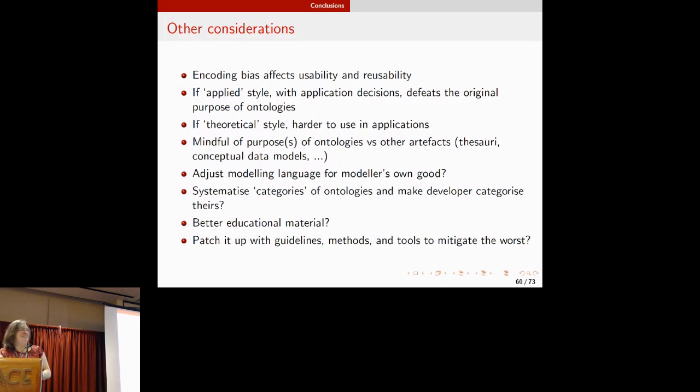I have a question. Okay, so what if I want to put multiple ontologies together and they all use different styles? What do you recommend if you're in that situation?